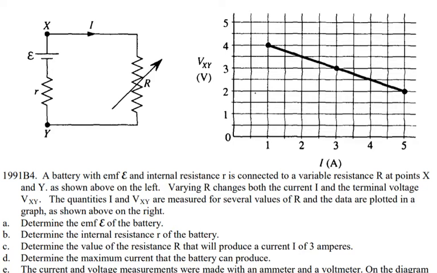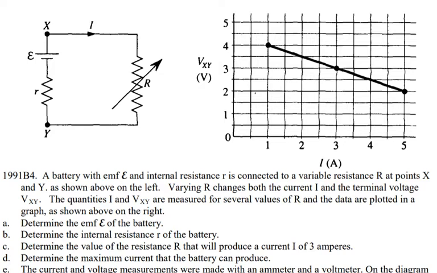So the question states that a battery with EMF, and they have a symbol for the EMF, and internal resistance r is connected to a variable resistance R, and sometimes they call it a potentiometer. So the capital R resistor is a potentiometer at points X and Y, as shown above on the left. Varying the potentiometer or resistor changes both the current and the terminal voltage Vxy.